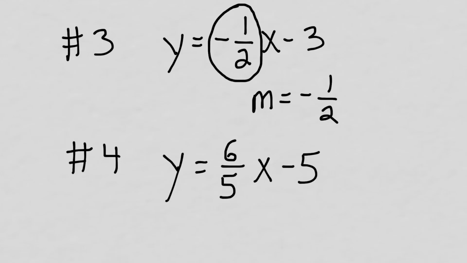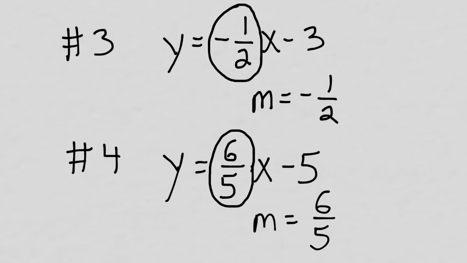All right. For number 4, it's the same thing. We're looking at the coefficient that's right in front of the x. All right. It has to be in this form. If you notice, the y is by itself on the left, and you've got the y-intercept on the right. All right. So the slope of this line is going to be m equals 6 over 5.